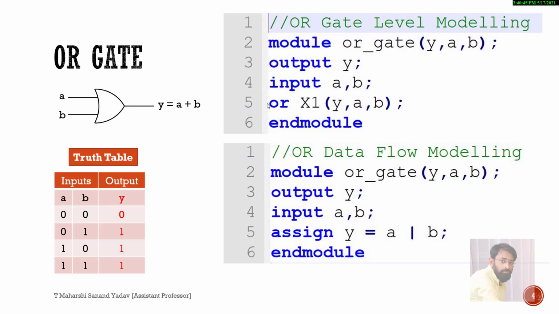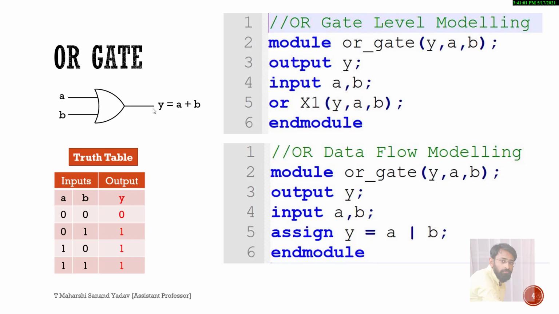In this video, let us see how to write the Verilog code for an OR gate using different styles of modeling. So different styles of modeling are gate level modeling, data flow modeling, and behavioral modeling. Okay, coming to the OR gate.